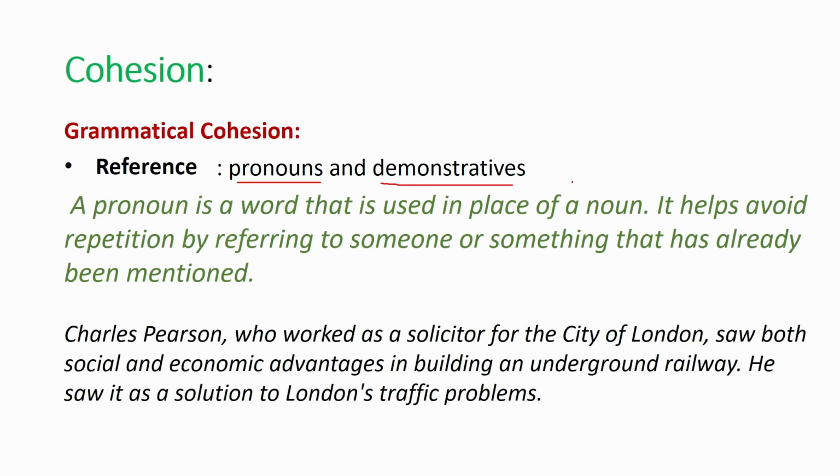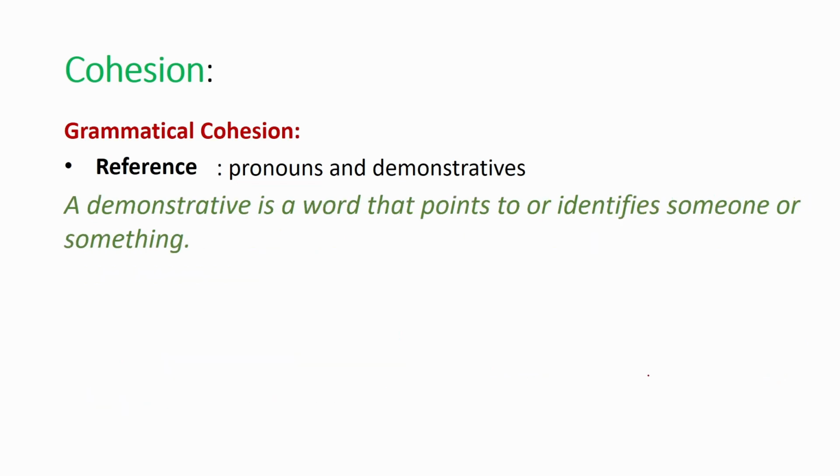Now, look at this example. Charles Pearson, who worked as a solicitor for the City of London, saw both social and economic advantages in building an underground railway. He saw it as a solution to London's traffic problems. So here the word he, the pronoun actually, is used to refer back to Charles Pearson, and also the pronoun it is used to refer to the Underground Railway to avoid repetition. The second point is demonstratives, a word that points to or identifies someone or something.